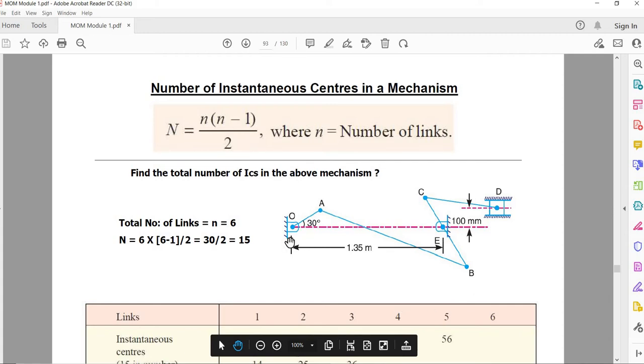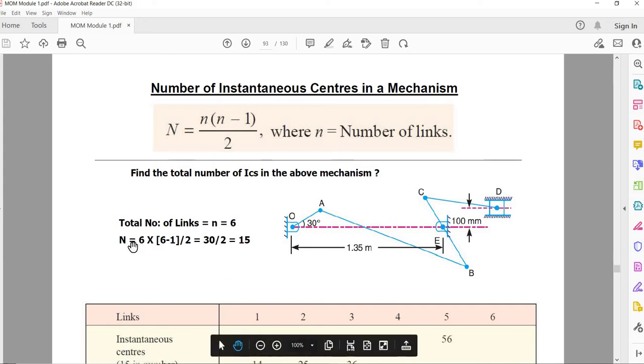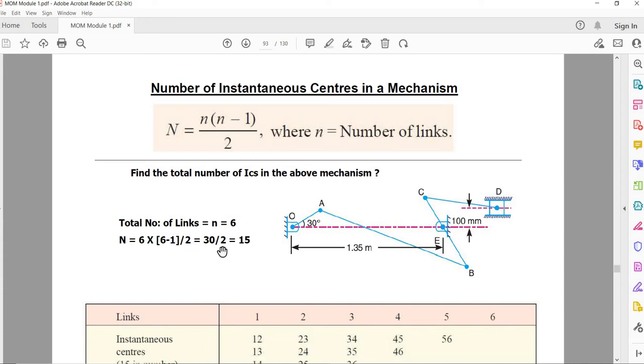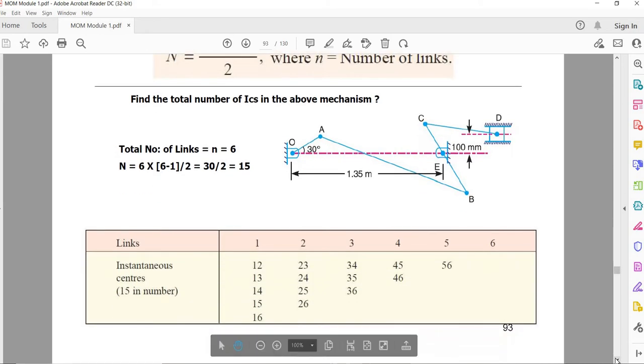In this particular mechanism you can see 6 links are there. So small n is 6, and from there we can find the total number of instant centers: 6 into 5 divided by 2, that is nothing but 15. For that you can prepare a table diagram also. It will be like this.